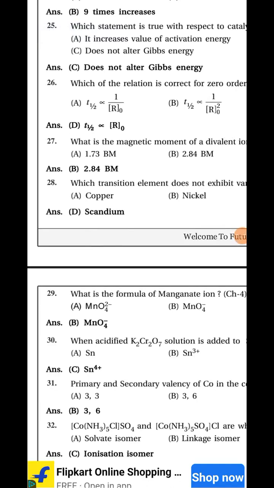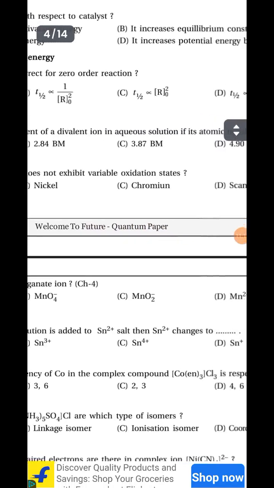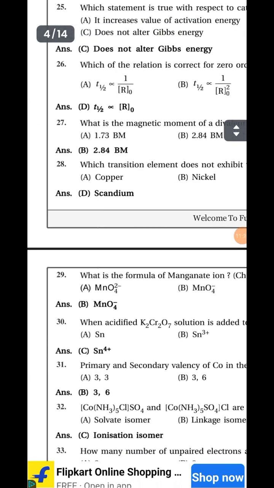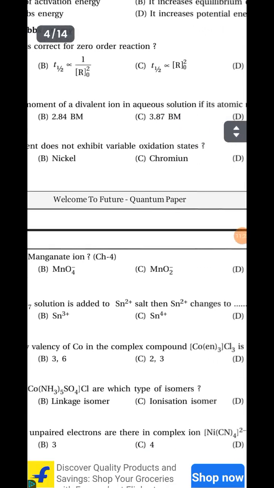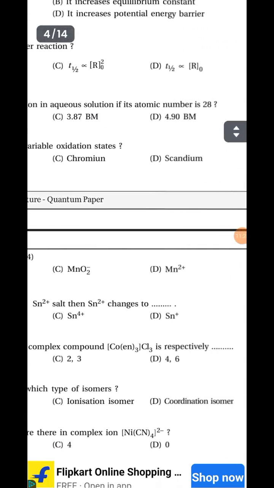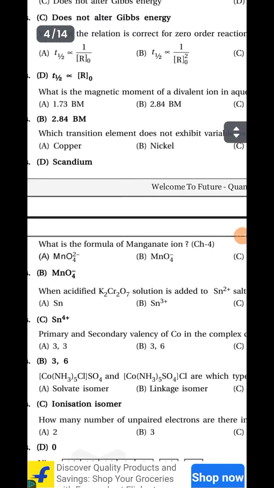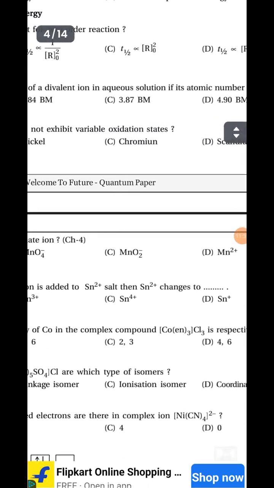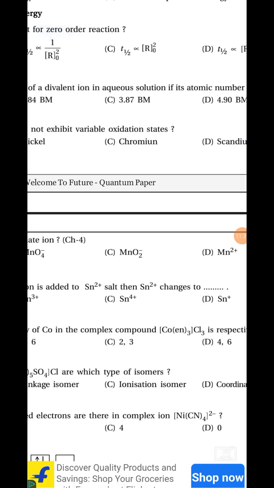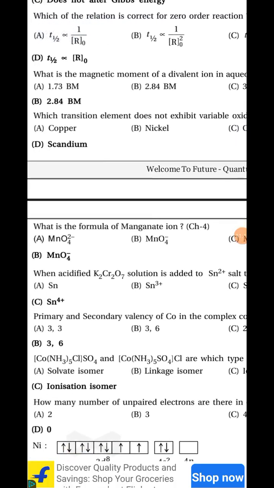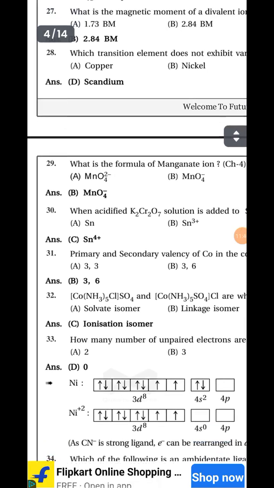When acidified K2Cr2O7 solution is added to Sn2+ salt, then Sn2+ changes to Sn4+. Primary and secondary valency of cobalt in the complex compound are respectively, you know, directly you can check, 3 and 6. The primary and the secondary valency is given in Werner's theory also. So you are supposed to read the concept and content again and again, and easily you are able to answer these MCQs, as it is completely based on theory concepts also.